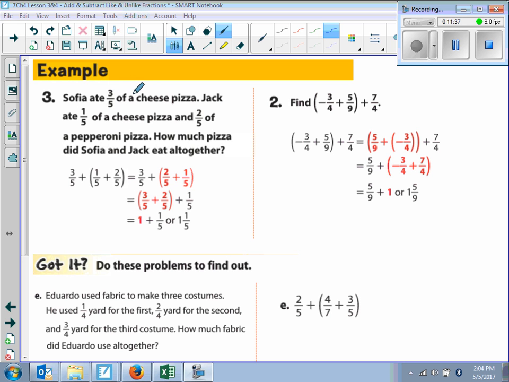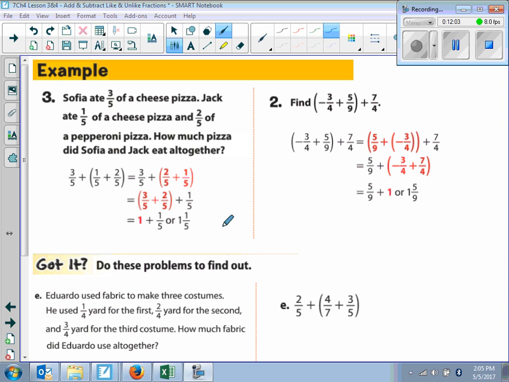Sophia ate 3/5 of a cheese pizza. Jack ate 1/5 of a cheese pizza and 2/5 of a pepperoni pizza. How much pizza did Sophia and Jack eat together? Now, I know there's a lot of things going on here, but pay attention. So we're going to add what Sophia ate to what Jack ate. So that's 3/5 plus 1/5 plus 2/5.